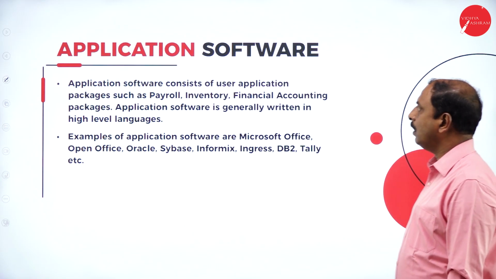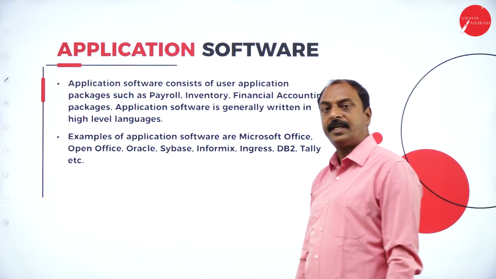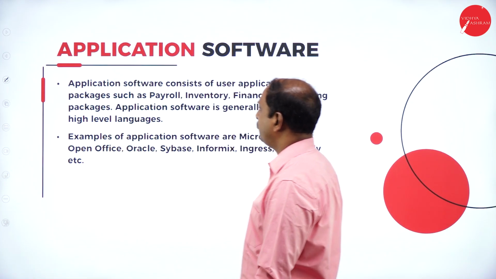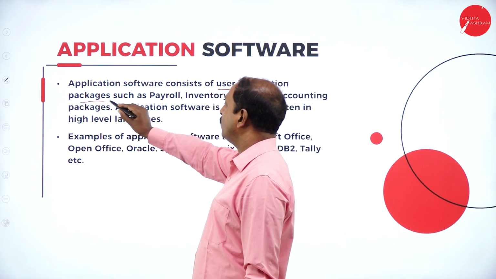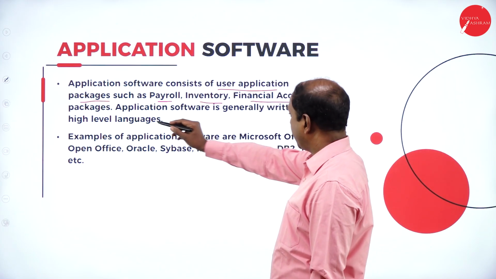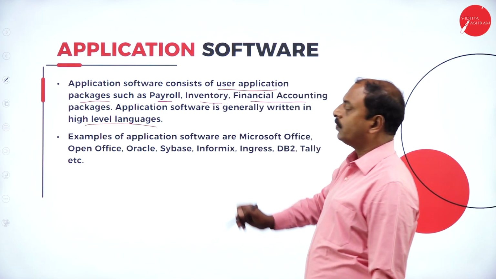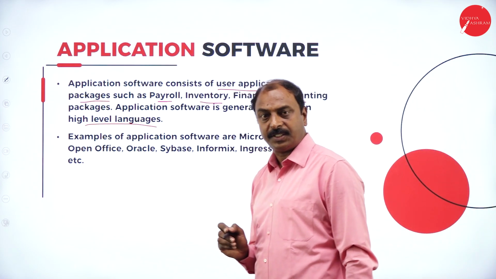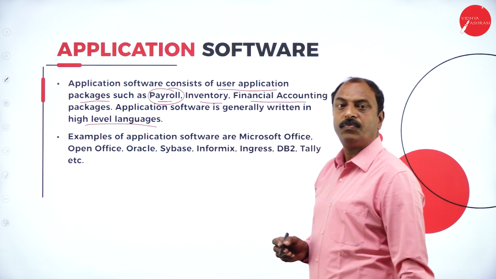Now in the next slide, this is application software. As you have seen in the definition already, it is software which has been developed for one particular application. Let us see the definition again. It consists of user application packages such as payroll, inventory system, financial accounting packages, and so on, generally written in a high level language. So what is application software? It is software developed for one particular application. Now look at the example here: payroll is one software, and we are using this only for an accounting package.